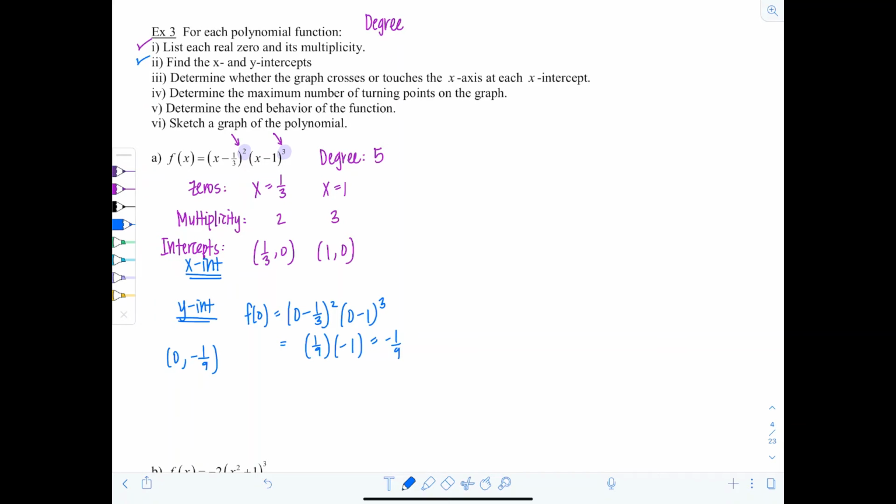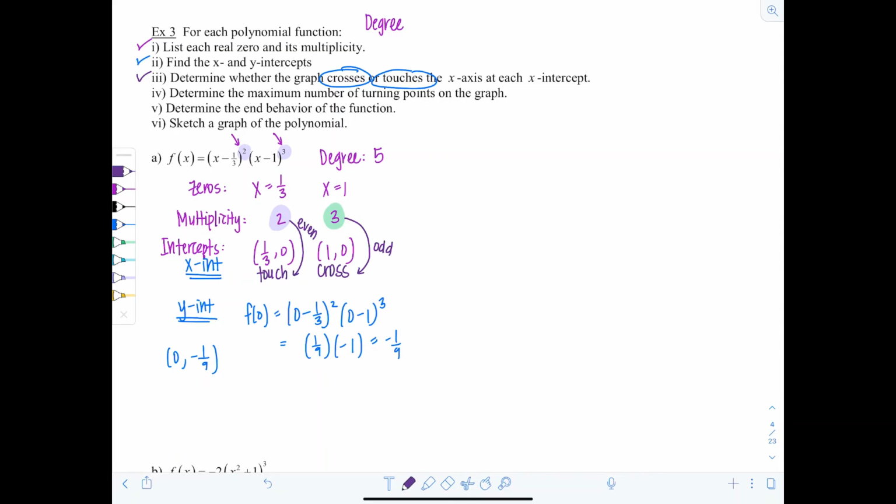Okay, now determine whether the graph crosses or touches the x-axis at each x-intercept. So remember, what you need to do is look back at the multiplicity. If the multiplicity is even, then that means it's going to touch the x-axis at that intercept. If the multiplicity is odd, then that means it's going to cross the x-axis at that intercept. So because it's odd, it crosses. And here, because this one's even, it touches. Okay, that was pretty painless.